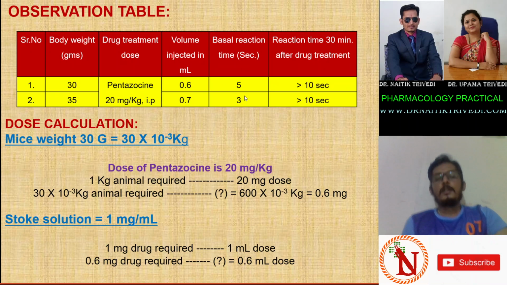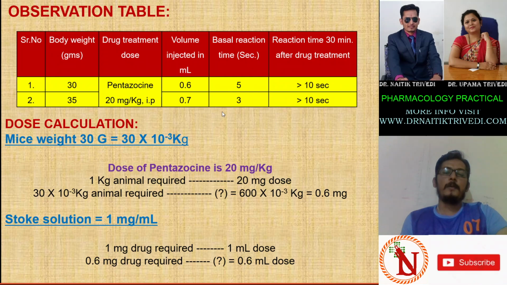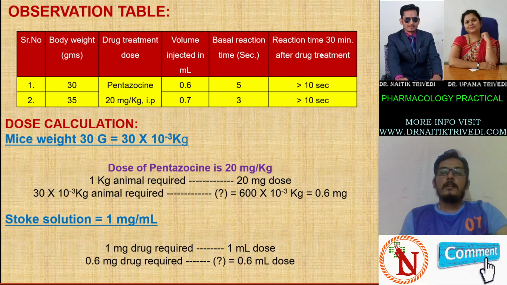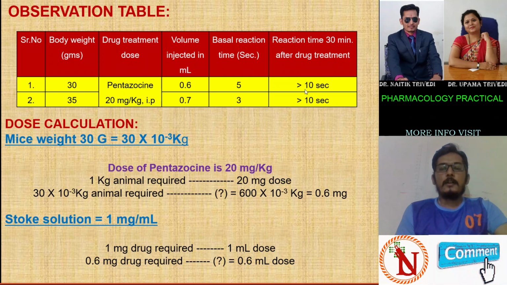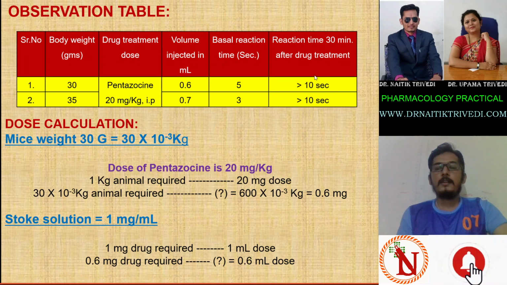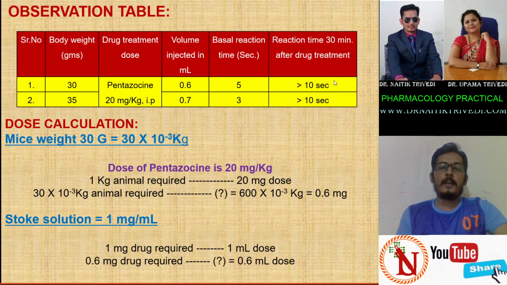Basal reaction time: what is it? Basal reaction time is the response taken before giving the drug, and then the reaction time after giving the drug. Here it is greater than 10 seconds, and for the other animal it is also greater than 10 seconds. We have taken 10 to 12 seconds as the cutoff time, so we can say that after giving the drug, the animal shows the analgesic effect because the reaction time has increased. Now see the video.